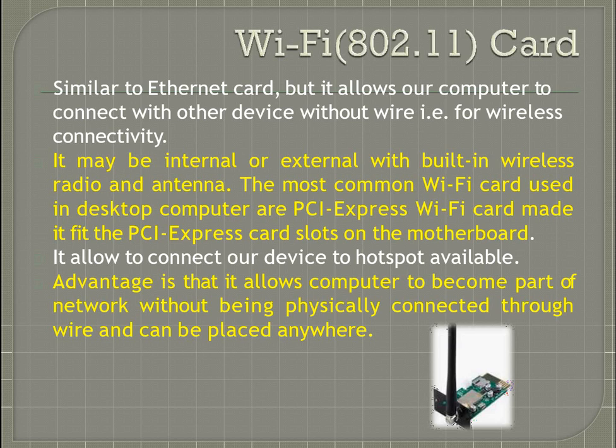The most common Wi-Fi cards used in desktop computers are PCI Express Wi-Fi cards, and there are many Wi-Fi cards available. So what is Wi-Fi? Wireless fidelity cards. It can be either an internal or external local area network adapter. It has a wireless radio and antenna, and the advantage is that it allows a computer to become part of a network without being physically connected through a wire, and it can be placed anywhere. It allows a computer to connect with other devices without a wire. It is wireless.